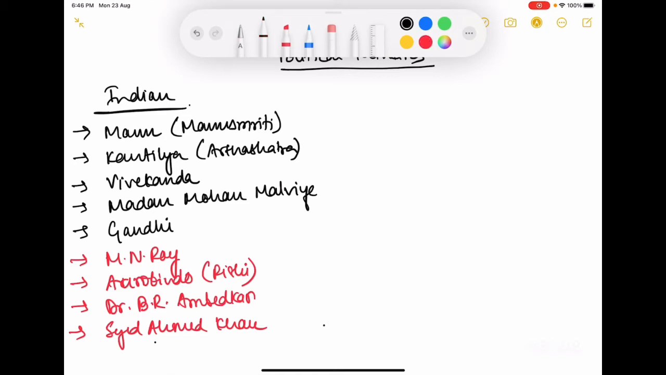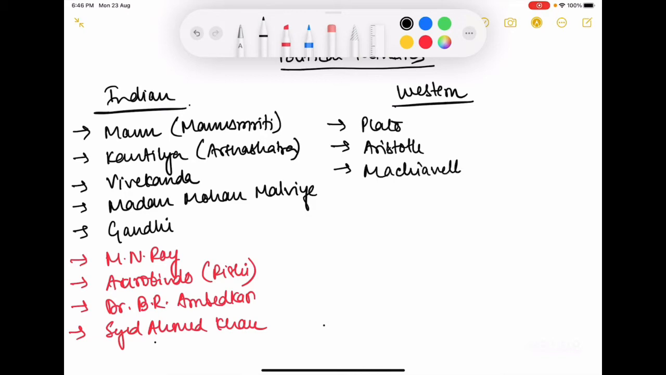Okay. Now in the Western part, you have Plato, Aristotle, then you have Machiavelli, then you have Hobbes, Locke, Rousseau, then you have J.S. Mill.